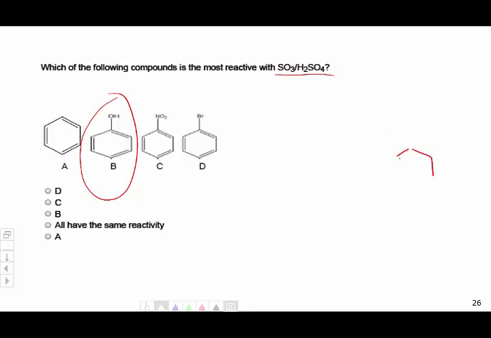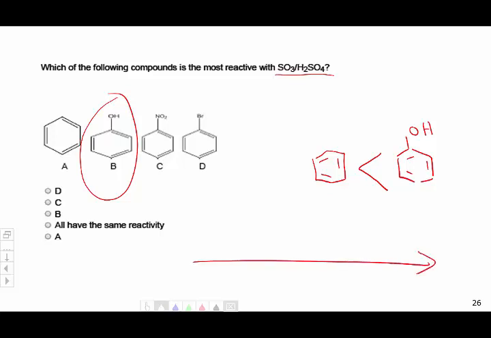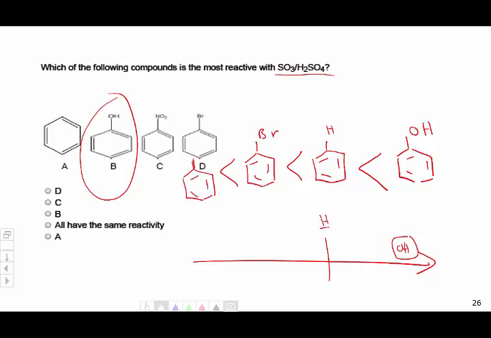Actually, let's take it a little bit further and rank them. So phenol is more reactive than a benzene ring without anything on it. How do I know that? I go back to the reactivity chart and figure out where the OH is. Then I have a benzene without any substituent on it, that means with an H. Then after that, the halogens, bromine being one of them, are more reactive than an NO2 on a benzene. This is if you're asked to rank it.